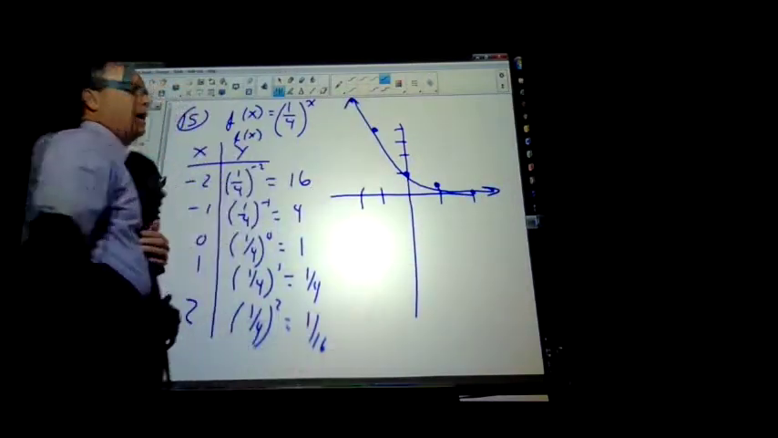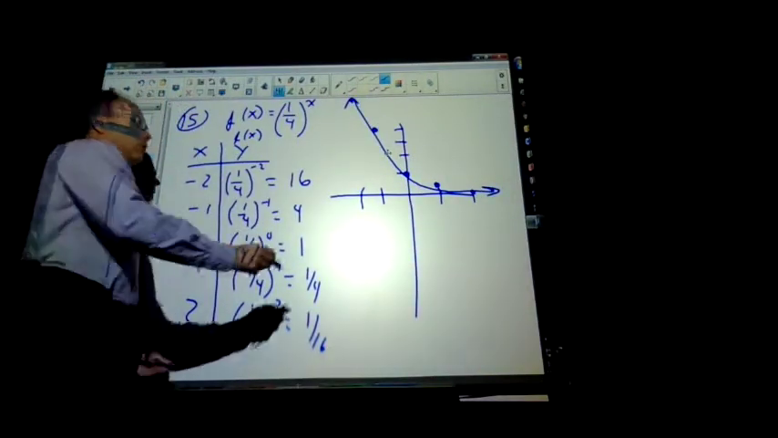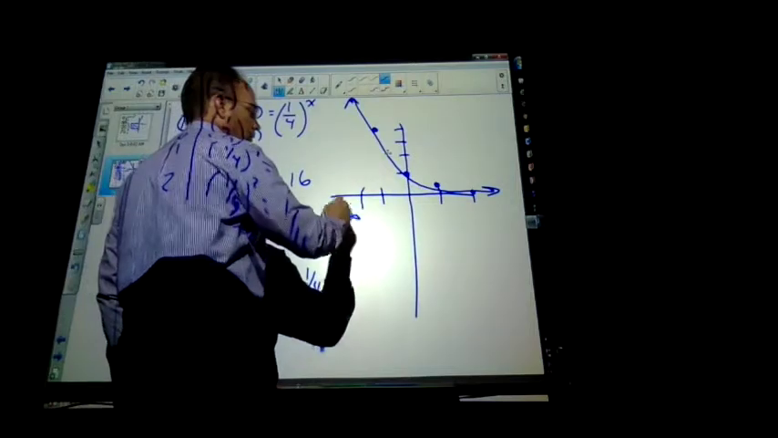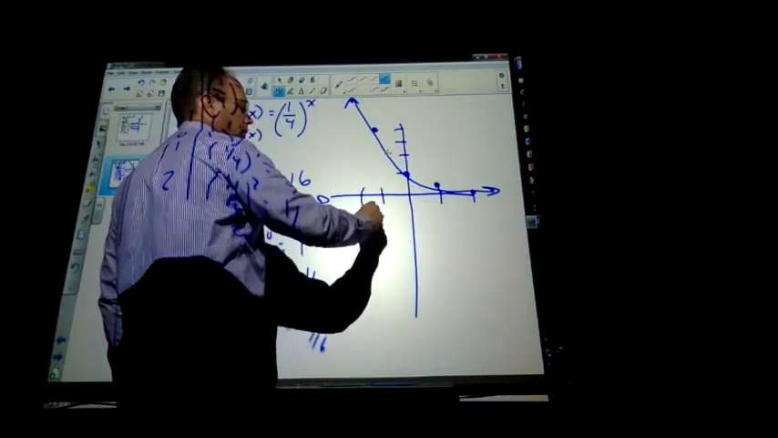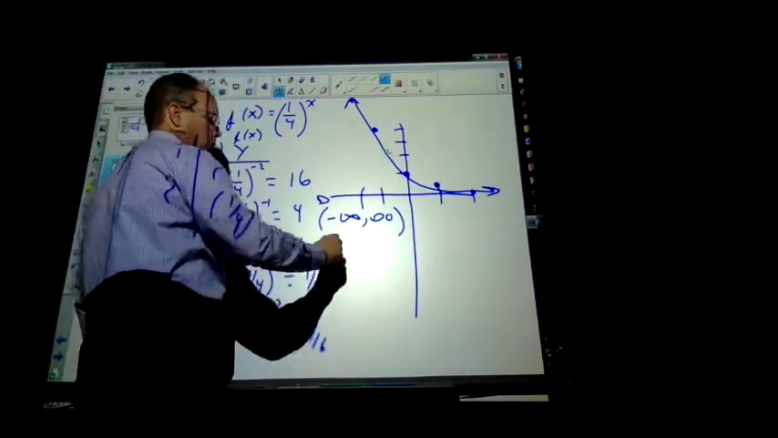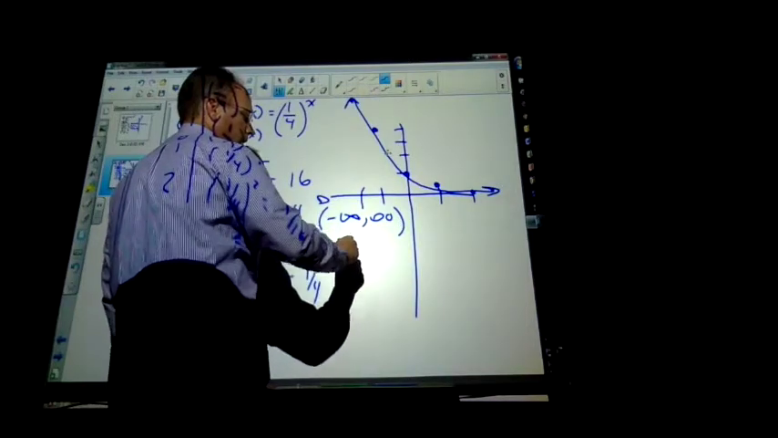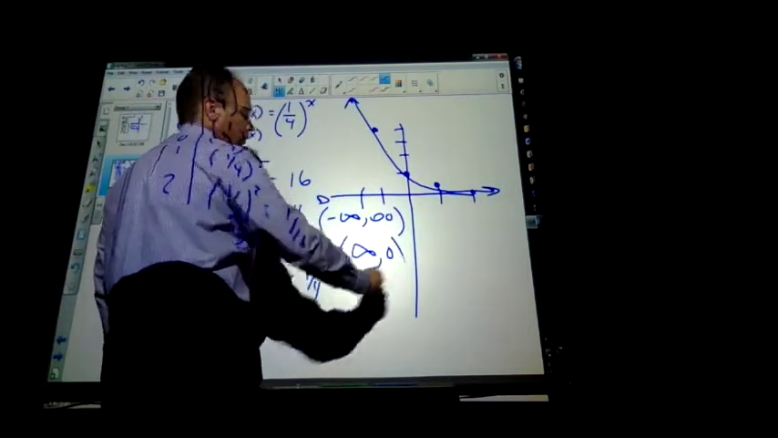again, will it cross the x-axis? The answer is no. So then I can plug any numbers I want in. So the domain is going to go from negative to positive infinity. And the range is going to go from infinity to 0.